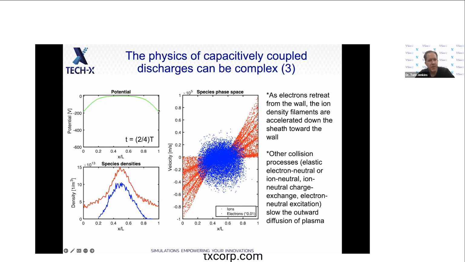We have other collision processes in this discharge as well, elastic collisions and charge exchange and excitation and such. And those act effectively as a damping coefficient on the diffusion in some sense. They will slow the diffusion of particles outward from the center toward the wall. And you can imagine that if we had very highly collisional processes going on in the center here, it would take a while for a particle to move from the center to the wall.